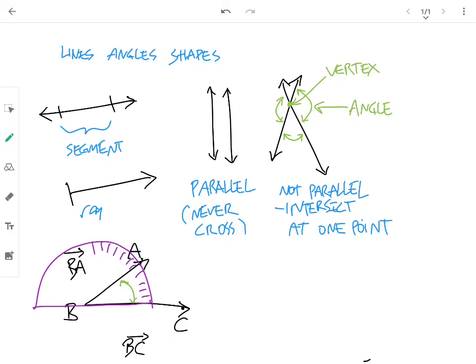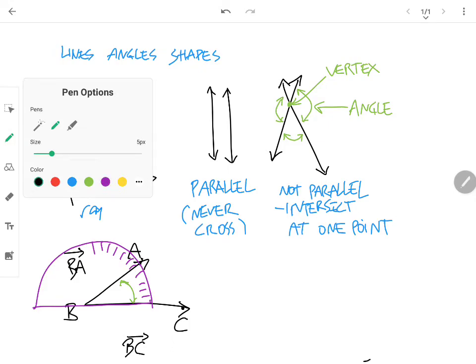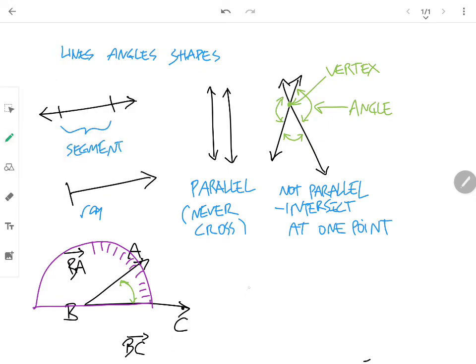Now, lines can make shapes. Okay, so lines can make shapes. So we can make, for example, a square.